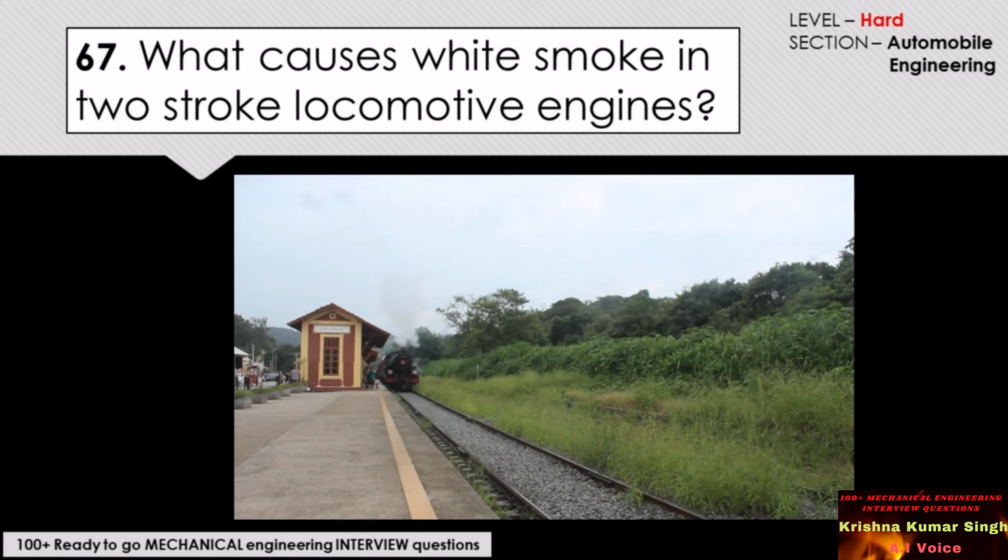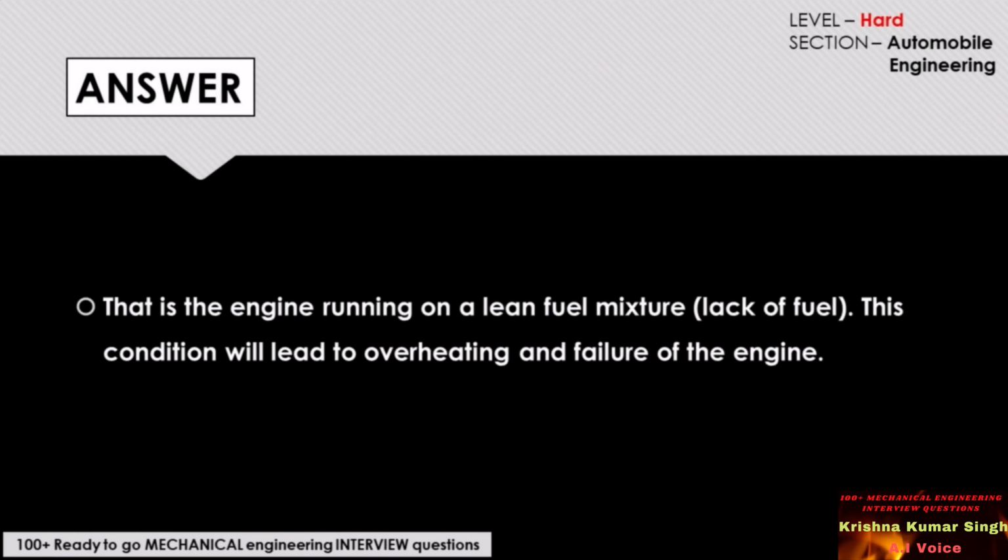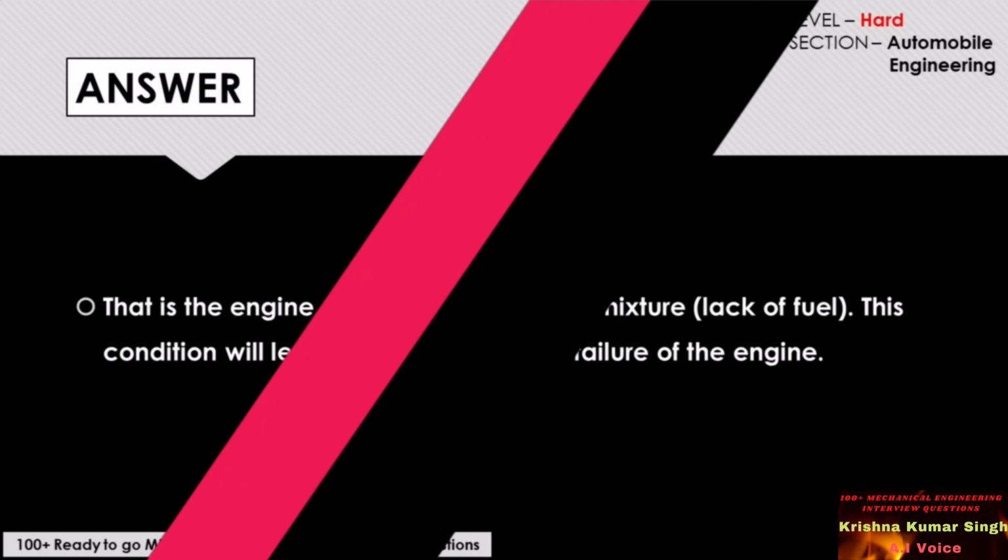What causes white smoke in two-stroke locomotive engines? The answer to this question would be, the engine running on lack of fuel or in a lean fuel mixture. This condition will lead to overheating and failure of the engine.